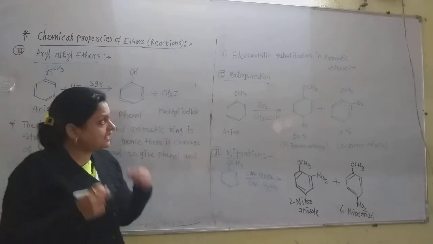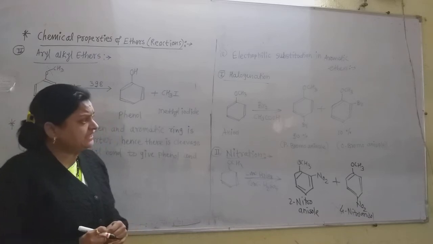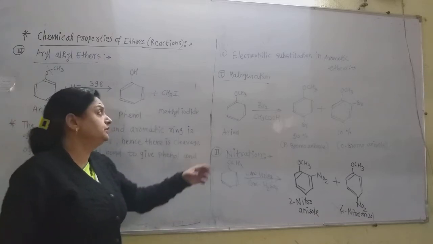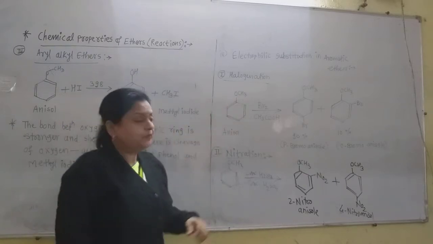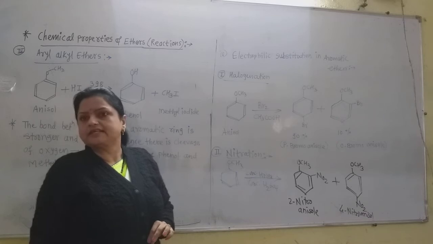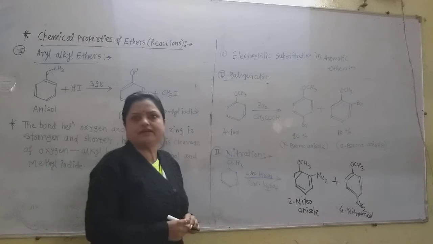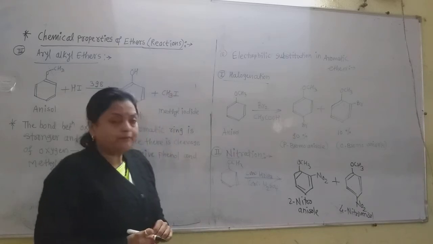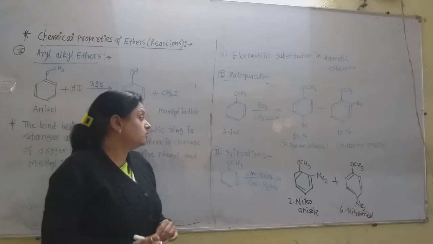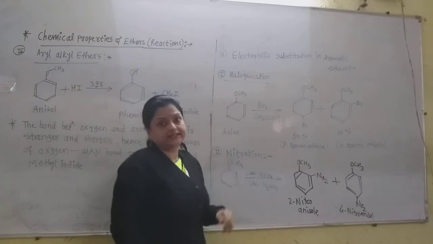The first one is halogenation. We know that these ethers are also ortho-para directing due to this OCH3 group. Now these are aromatic ethers, and when aromatic ethers react with a halogen, they give ortho and para products. Now see here, anisole is there, that is methylphenyl ether.